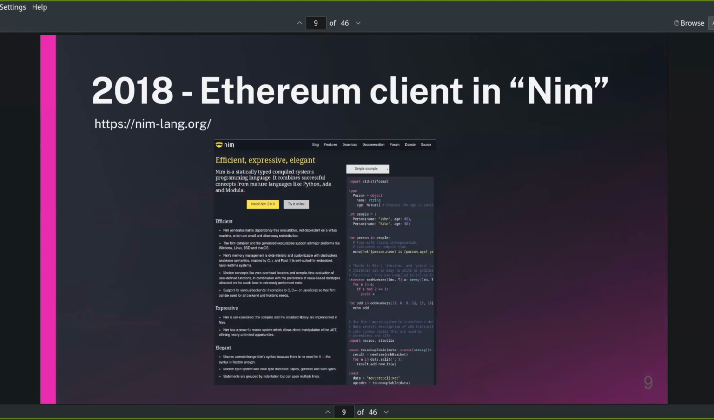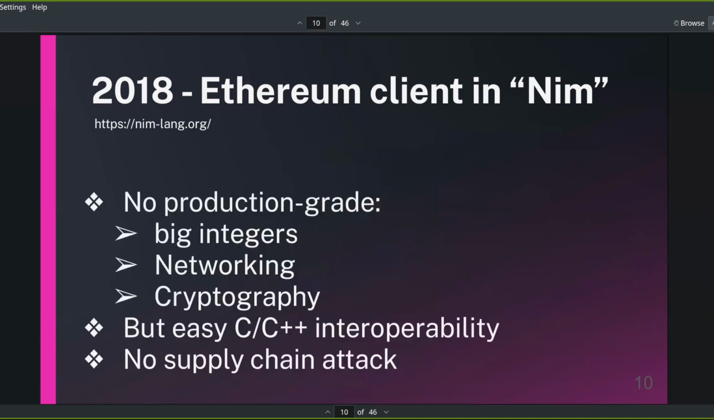There are many reasons why Nim was chosen. Syntax is similar to Python, so it's very easy to convert the Ethereum spec, which was in Python, into Nim. It has types. It's compiled to C, C++, very fast. And it's also very easy to wrap C or C++ code with no cost. So this was chosen to write the Nimbus client, a client optimized for mobile devices. But it had no production grade big integer, no networking, no cryptography.